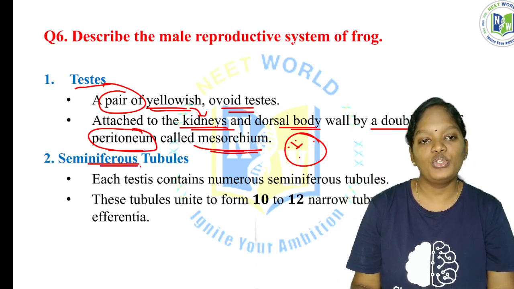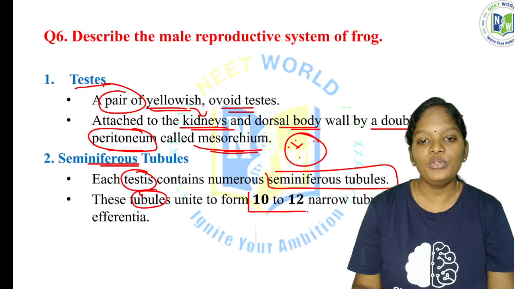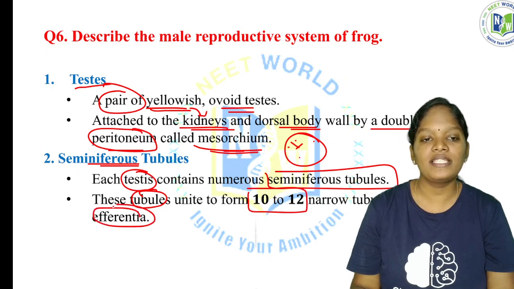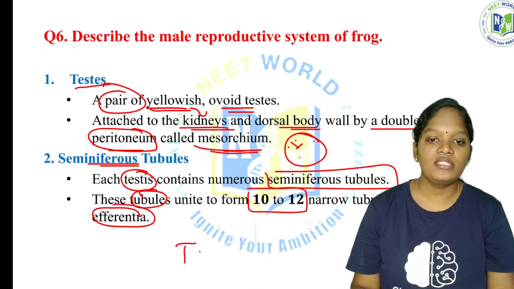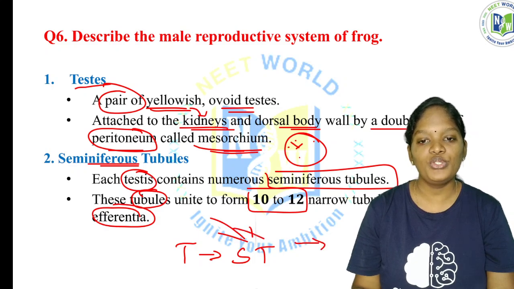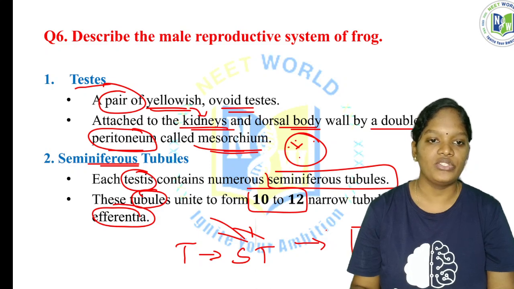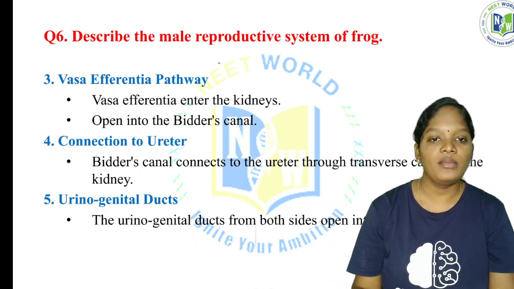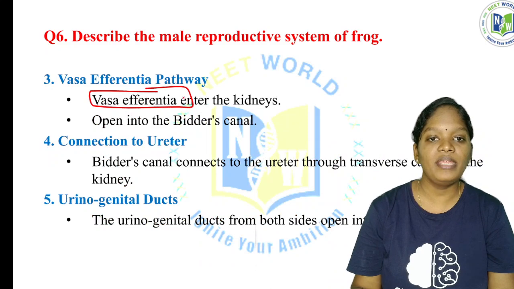And seminiferous tubules. Each testis has many seminiferous tubules. These tubules unite to form 10 to 12 narrow tubules, which are called the vasa efferentia. So many seminiferous tubules together form a common tubule, called the vasa efferentia. Now, the vasa efferentia pathway: the vasa efferentia enter the kidney, and in the kidney, where exactly? It is into the Bidder's canal.